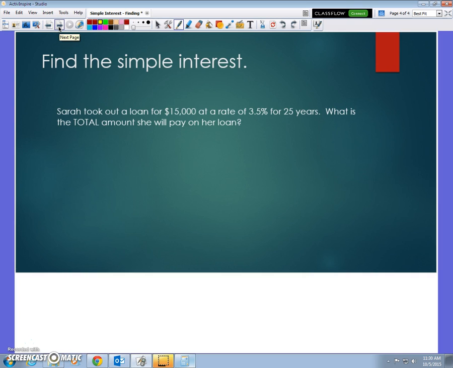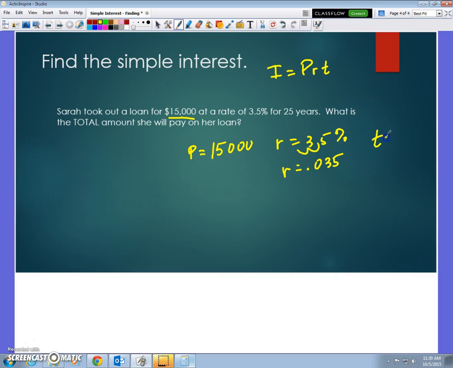And one more. Once again, we're using this formula here: I equals the principal times the rate times time. It looks like we're starting with $15,000 as our principal at 3.5%. But we're not going to use 3.5%. We're going to use 0.035 as our rate. And then finally, our time is 25 years.